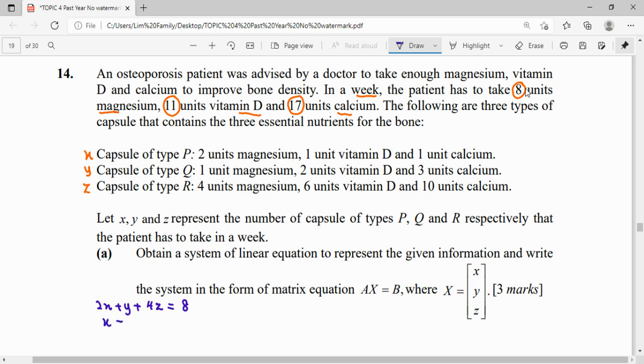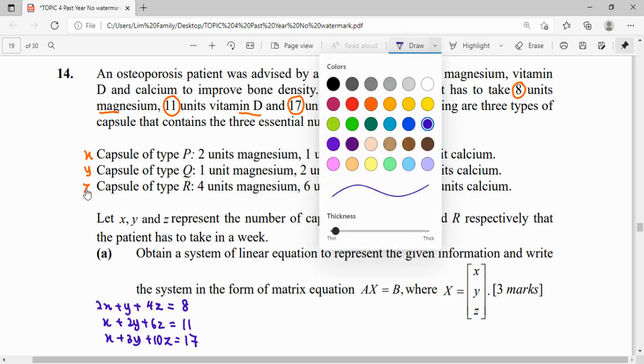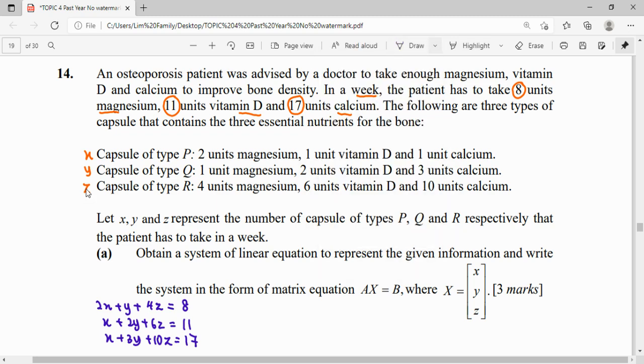So x plus 2y plus 6 portions coming from capsule R, so 6z, equals 11. Then lastly for calcium, our calcium will be 1x plus 3y, then plus 10z, so up to calcium is 17 units. So these are our 3 equations, which will give us 1 mark.